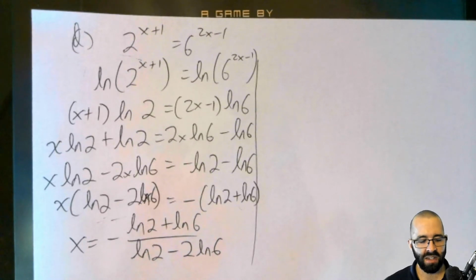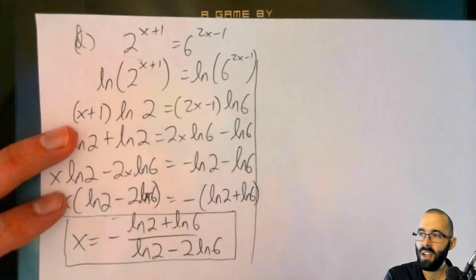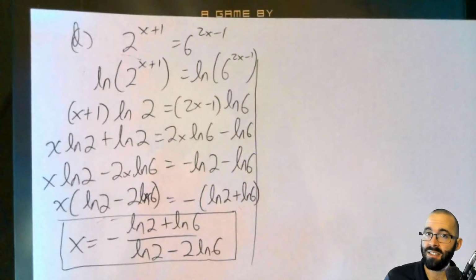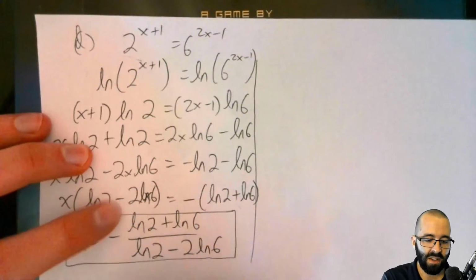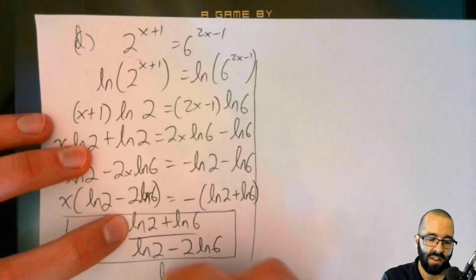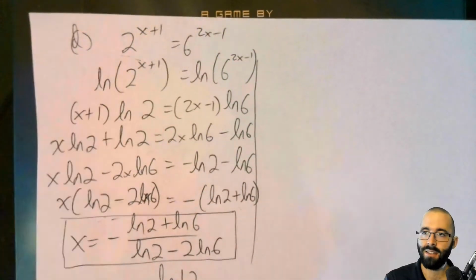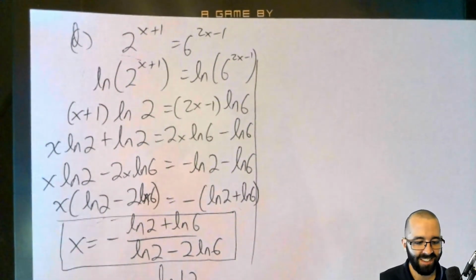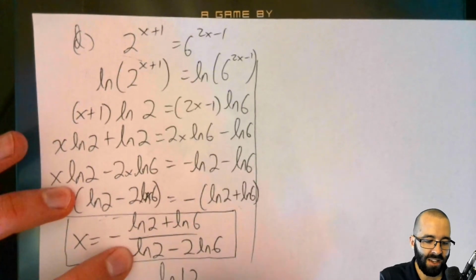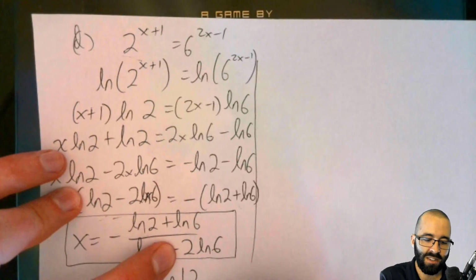Again, there are a lot of ways to simplify this. I don't care whether you do or not. I'll accept this as a final answer. But one way that you could simplify this is to combine the logarithms. You could say, what is the numerator? Natural log of 2 plus the natural log of 6 is the natural log of 12. Remember, if you add two logarithms together, it's like multiplying their insides. And on the bottom, that's the natural log of 2 minus the natural log of 6 squared, which is 36.